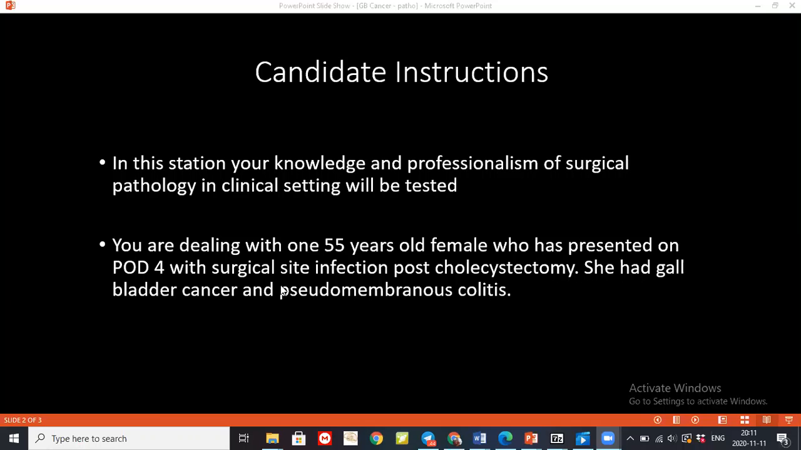What is the most common type of gallbladder cancer? Adenocarcinoma. Which one is the rare? The squamous cell carcinoma. It is there in 5% only. Okay, this patient presented on the fourth post-operative day with surgical site infection.